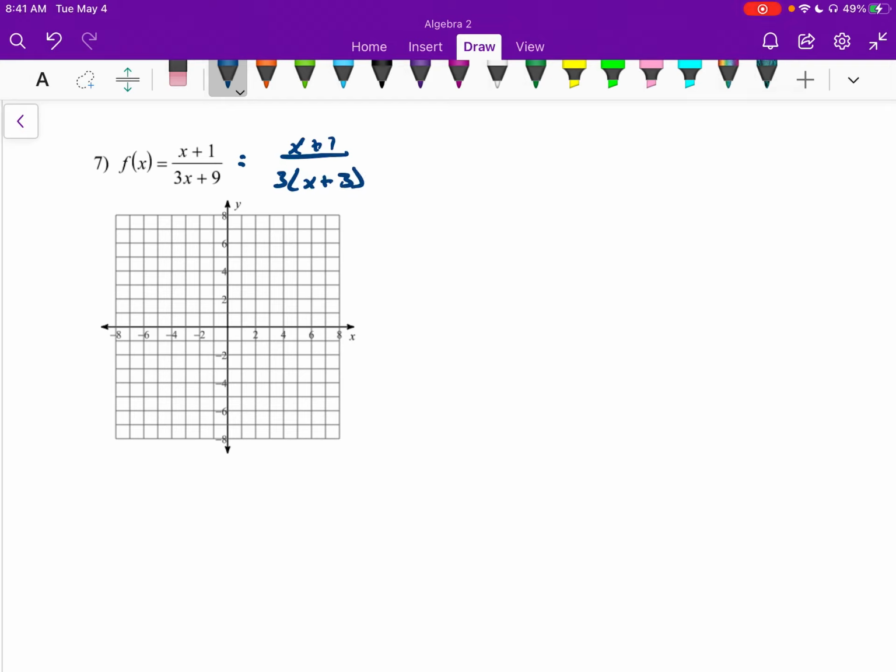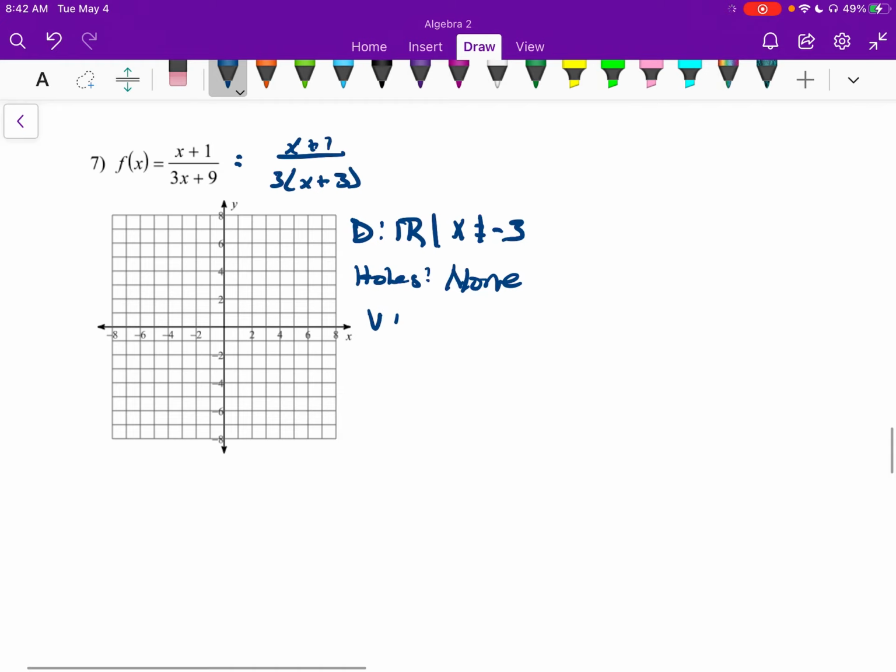Now, this is one of those that you don't really have to factor, but it is good to. I still suggest that you do this. So domain: all reals given that x won't be -3, because that would make the bottom 0. We have no holes because nothing cancels. We have a vertical asymptote at x is -3.